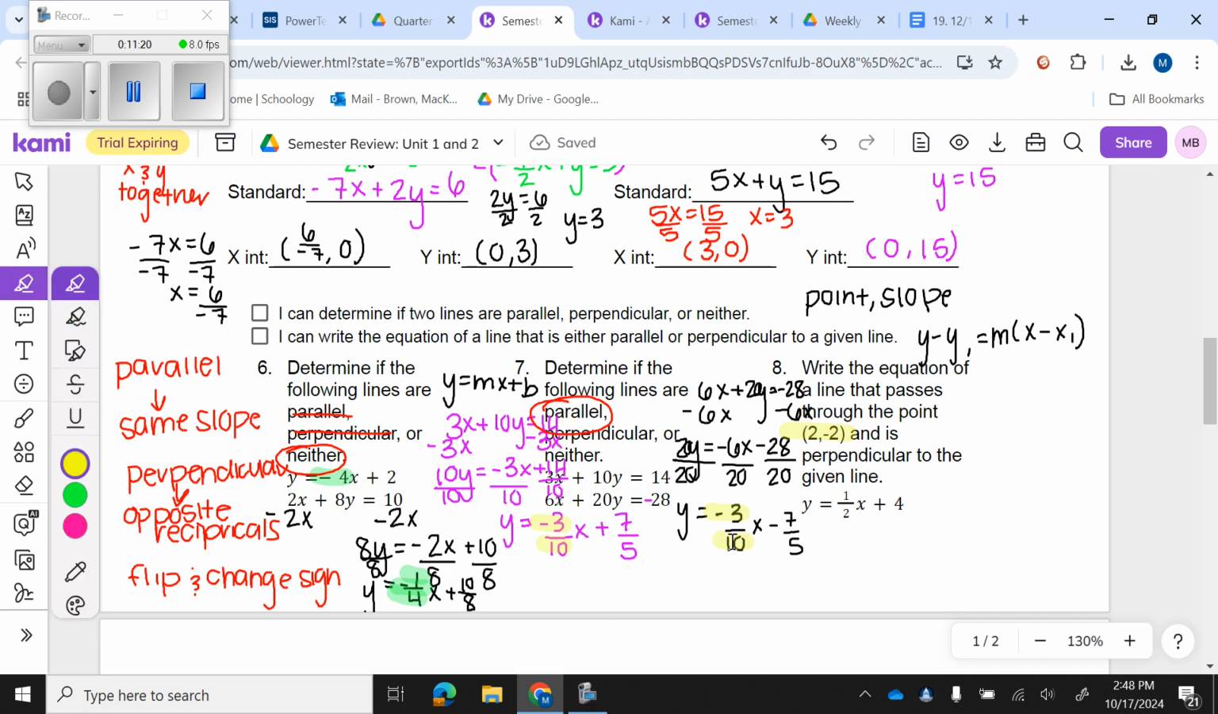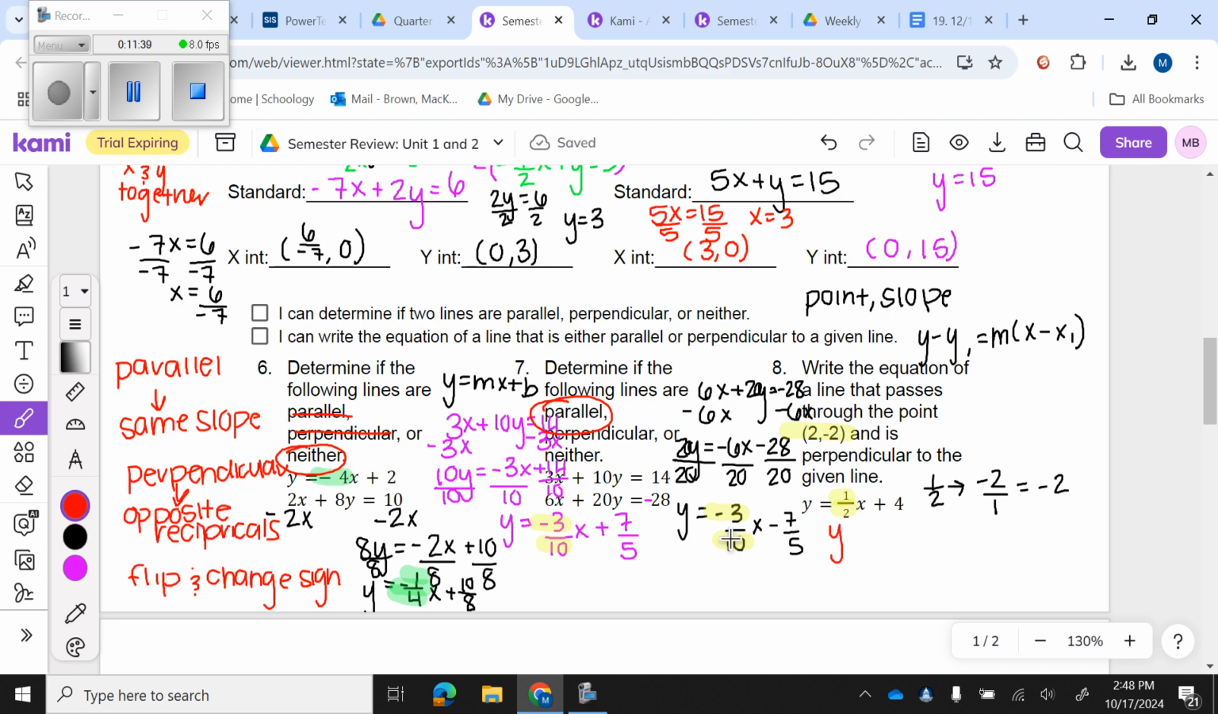Well, it says it's perpendicular to this line. The slope of that line is 1/2. So perpendicular to 1/2, I have to flip it, which is going to make it 2 over 1, and change the sign, which is going to make it a negative 2 over 1, which I'm going to simplify to a negative 2. When I go to point-slope, I'm going to have y minus my y1. Well, my y1 is a negative 2, so when I put it in, I have to make it positive, equals my slope, which I'm now using a negative 2, parentheses, x minus 2.